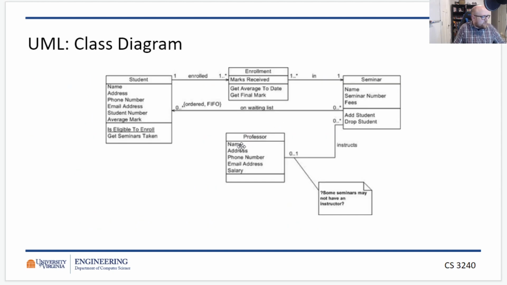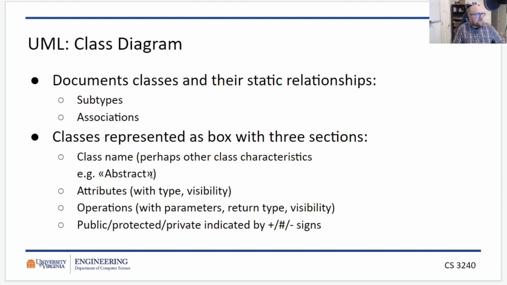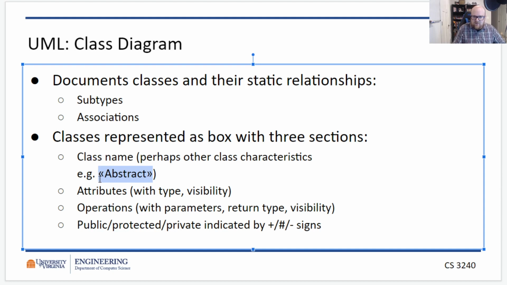And so each of these boxes represents a particular class. If that class is abstract, we would denote it with something like this. We list the attributes, that is the fields, as well as their visibility: public, private, protected. We state their operations, that is the functions, the methods, as well as their parameters, their return types, and their visibility. And visibility is denoted with plus for public, minus for private, and # for protected.